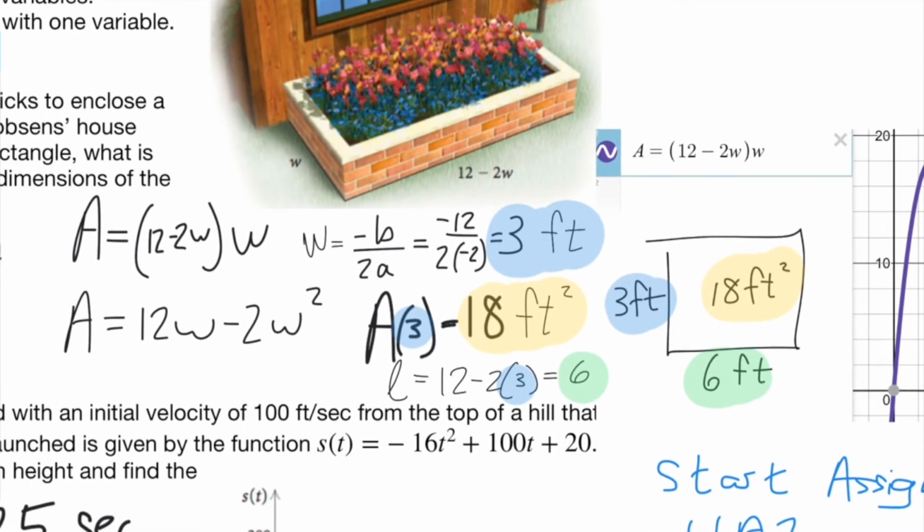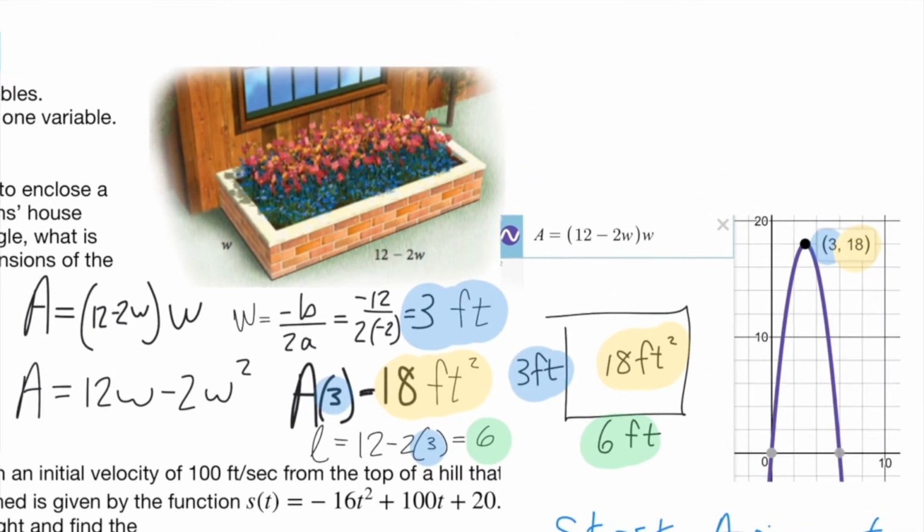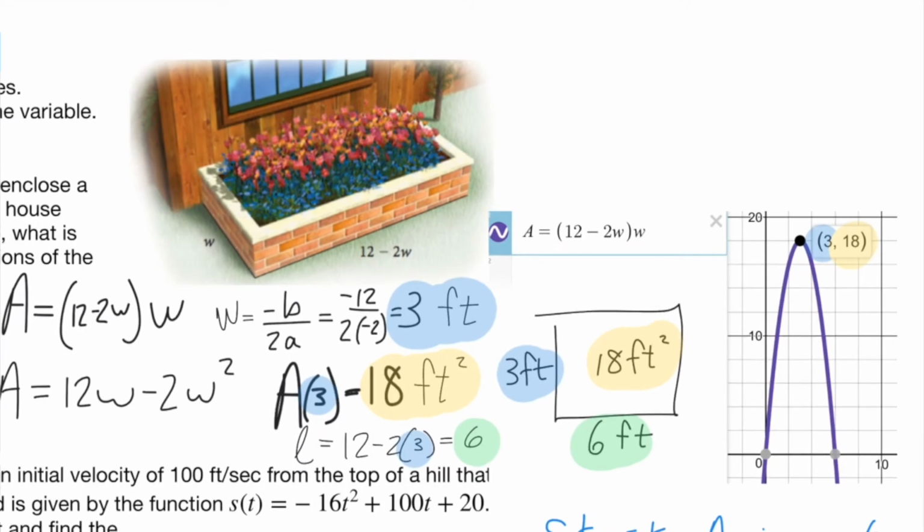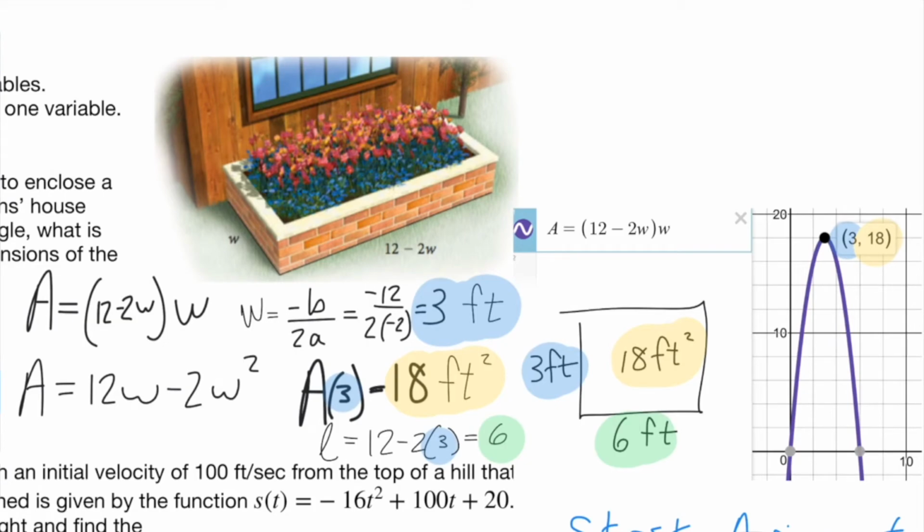So, once you have a quadratic equation, this is what it looks like. The axis of symmetry will be at negative b over 2a, which is at 3 feet. That's what negative b over 2a calculates out to. And if you plug 3 back into the area function, you can figure out what the area actually is. It's 18 feet squared. That's 12 times 3 minus 2 times 3 squared.